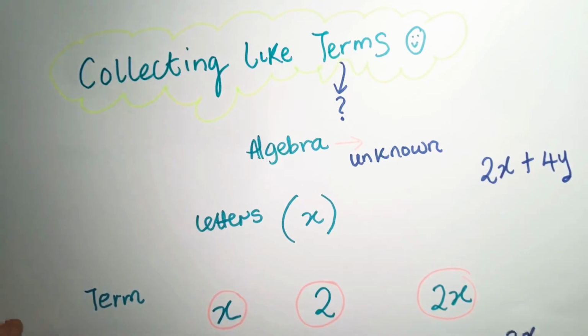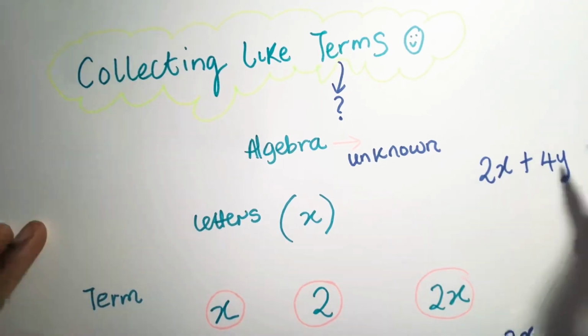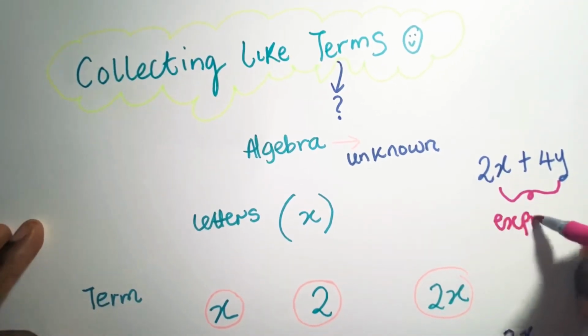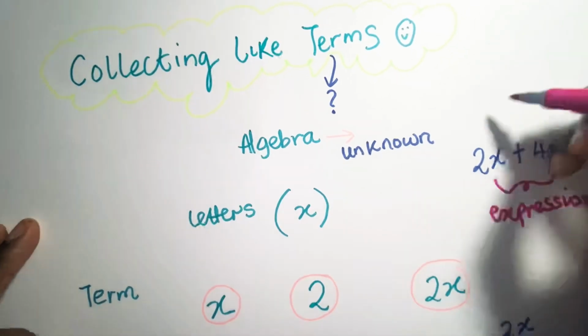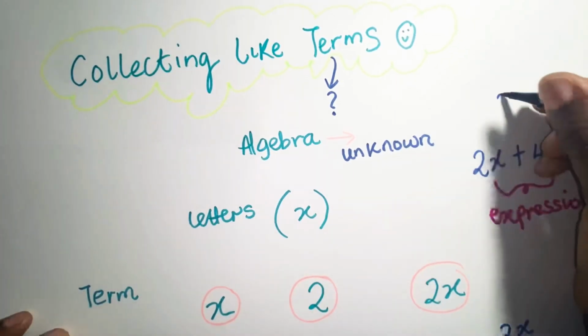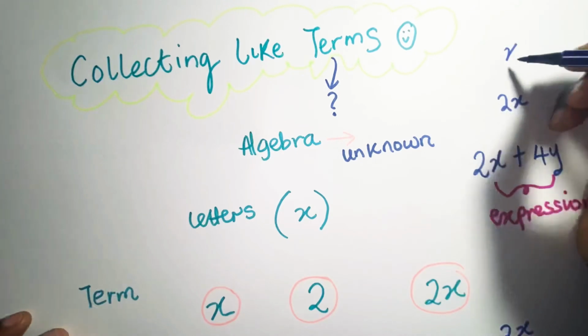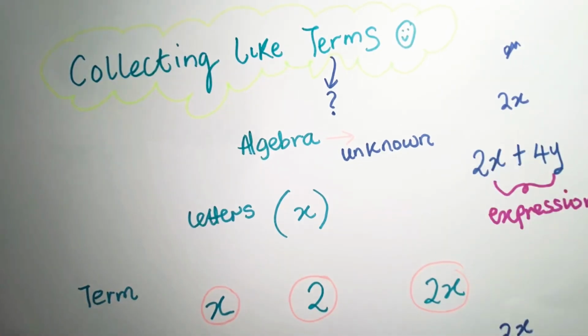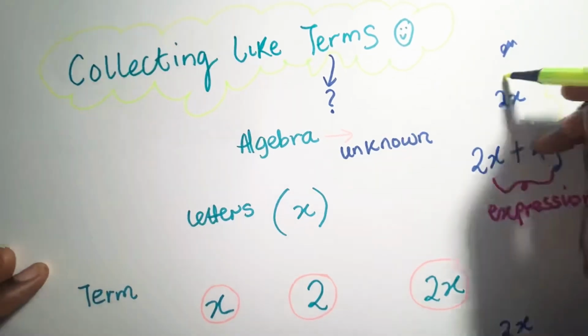When basic operators are introduced into terms, then it's called an expression. So 2x, as well as being a term, is also an expression. And so is 2x plus 4y.